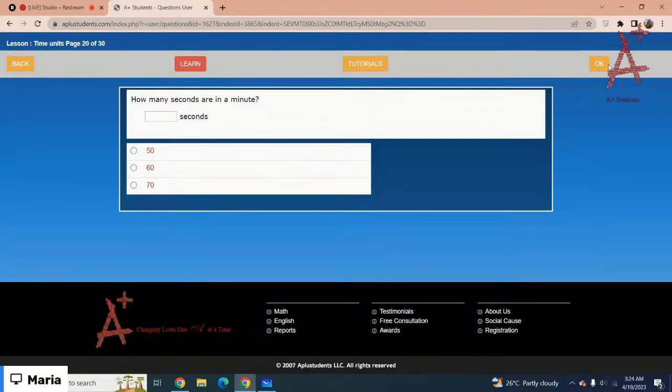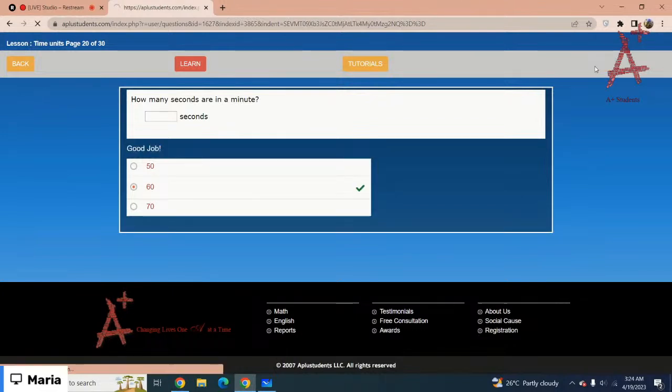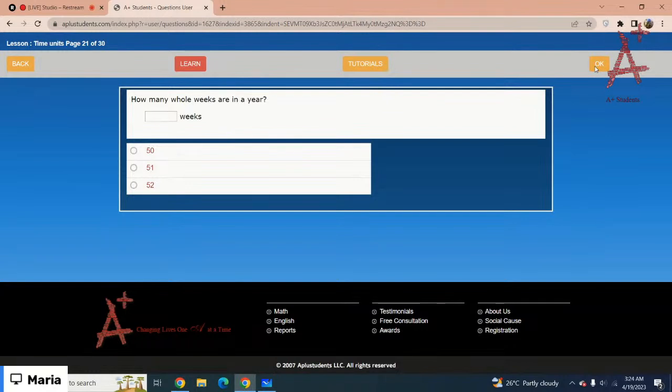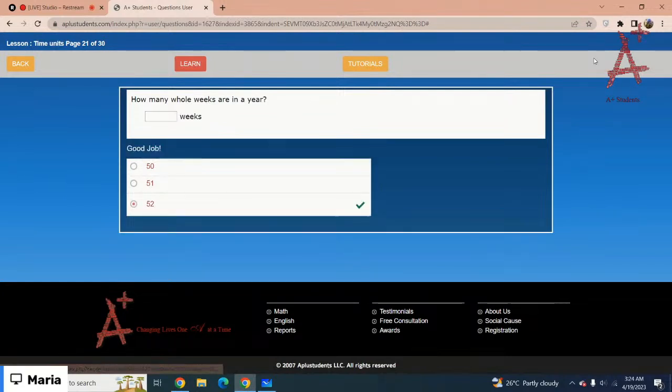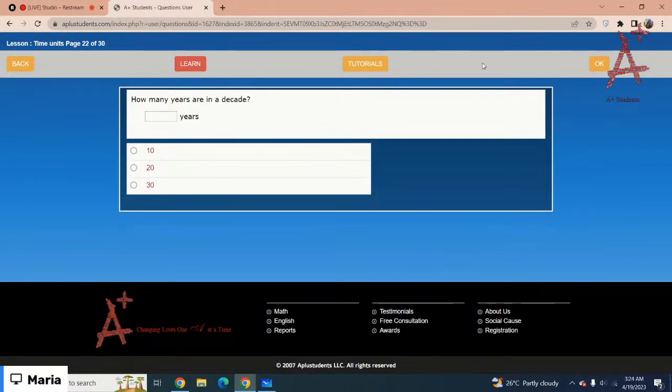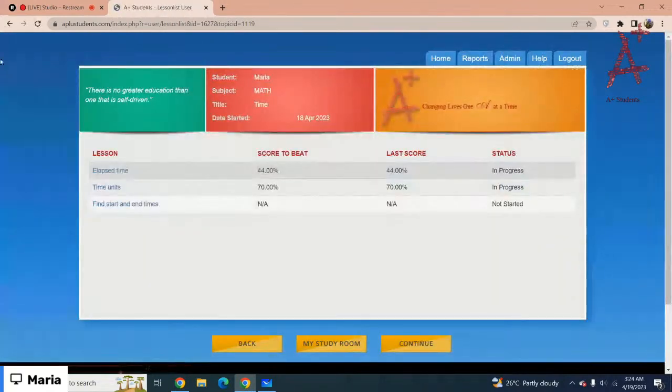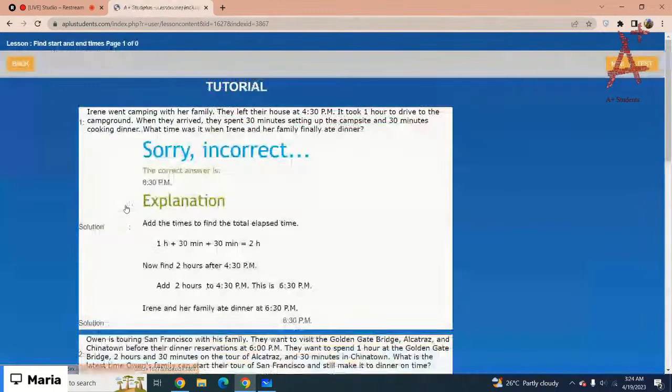How many seconds in a minute? In 1 minute, you have 60 seconds. How many whole weeks are in a year? It would be 52. Okay. How many years in a decade? Just 10. Got it? Okay, you can complete the test by yourself later today. Let me just move on to the next lesson. The next lesson is find start and end time. Okay.